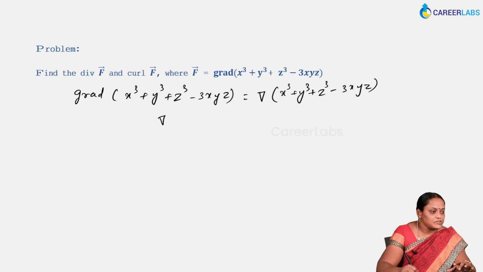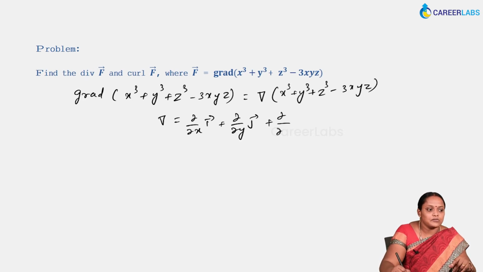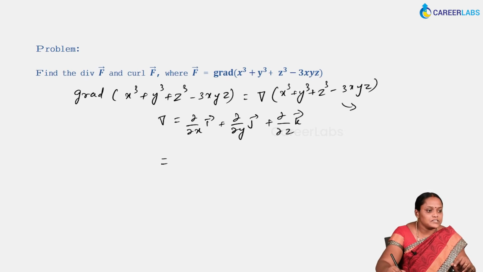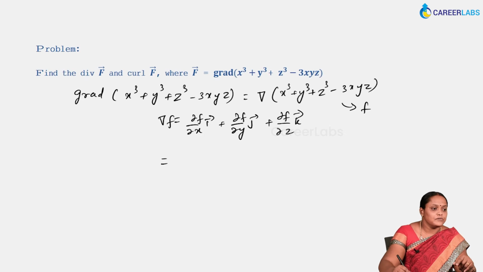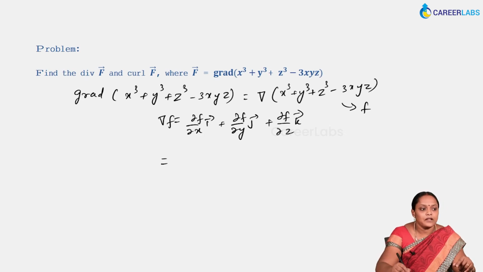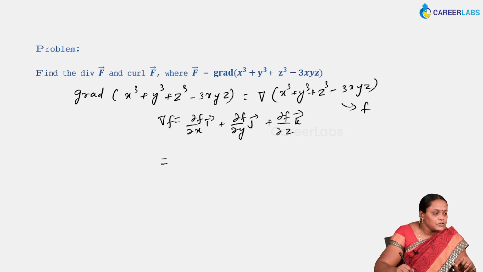So, everybody knows the definition of del is equivalent to dou by dou x of i vector plus dou by dou y of j vector plus dou by dou z of k vector. So, del operator on this is nothing but, let us call this as some function f. So, del f will be dou f by dou x i vector, dou f by dou y j vector, dou f by dou z into k vector. So, when you differentiate this f with respect to x, this will be 3x square and this is 0, this is 0. When you come to this term, this will give you minus 3yz. So, this will be 3x square minus 3yz into i vector.